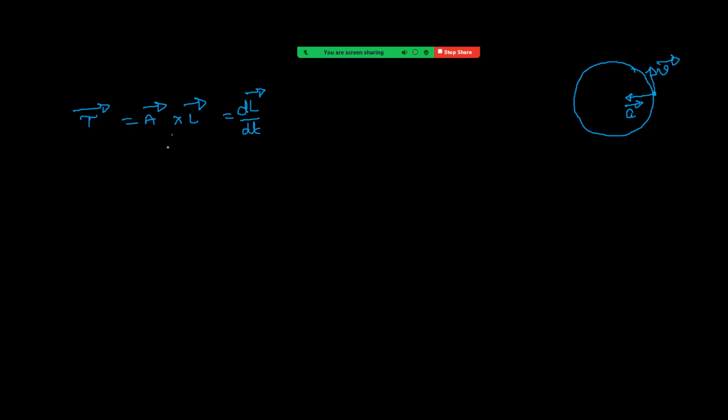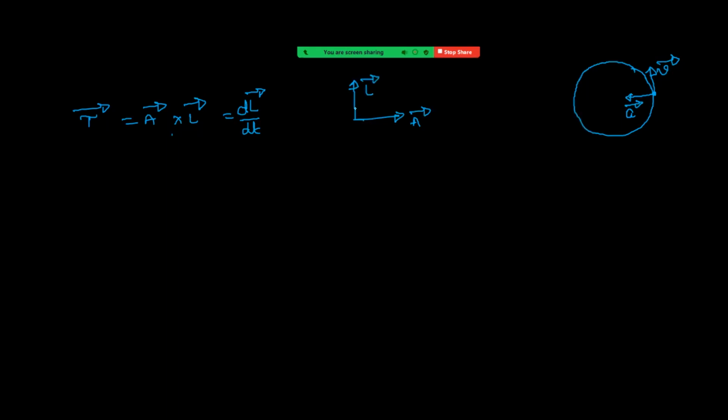L bar does not change with the time. That is wrong, because just now we have said that the direction of L bar is changing. That means option A is correct, and option C is also correct. Now focus on option B. The component of L bar in the direction of A bar does not change with time. The only possibility is if A bar and L bar are mutually perpendicular.